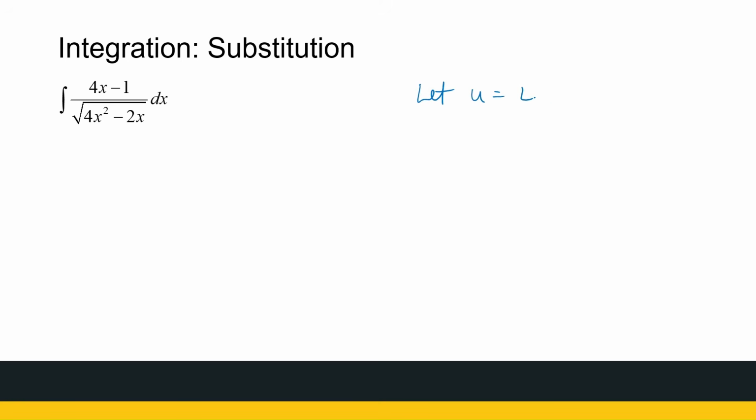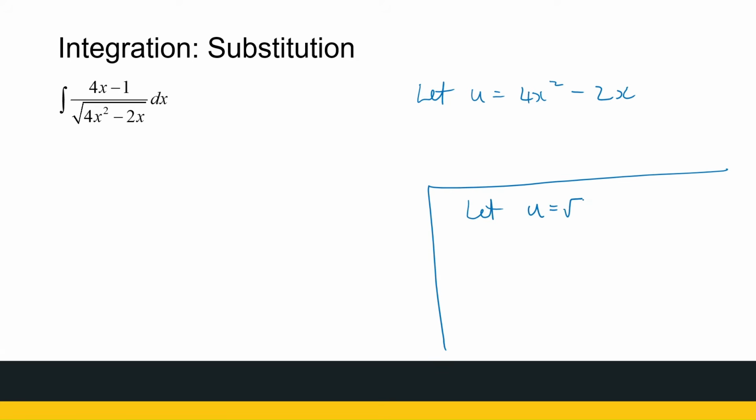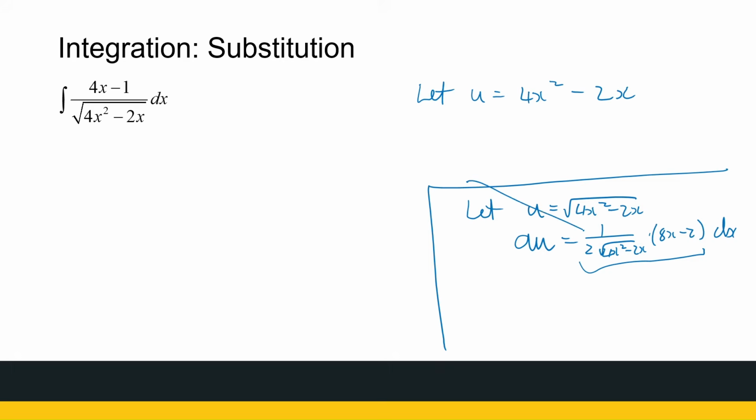So let u be equal to 4x squared minus 2x. By the way, our first choice for u doesn't always work. When things get messier, then you know you're probably on the wrong track. For example, if you looked at that whole thing and said, oh, I want to let u be equal to the root of 4x squared minus 2x, then du is going to be 1 over 2 root 4x squared minus 2x times 8x minus 2 dx. Do I have anything that looks like that over here? Definitely not. So that wouldn't work. So we can try something else. Don't be afraid to make a mistake. Try something. If it doesn't work, try something else.